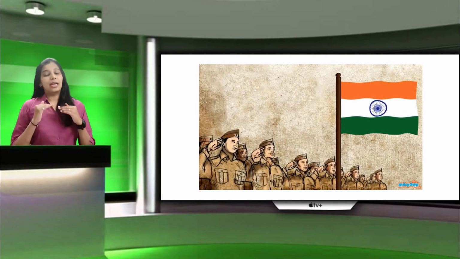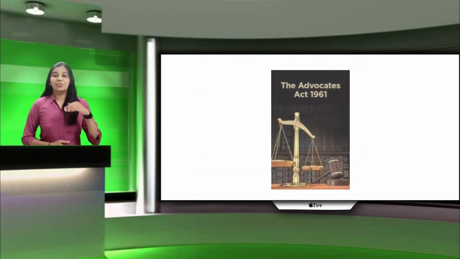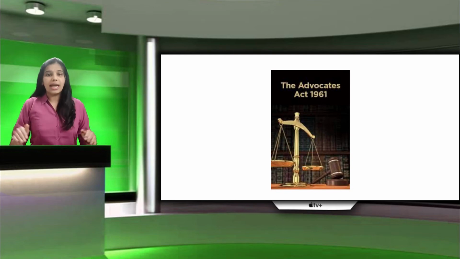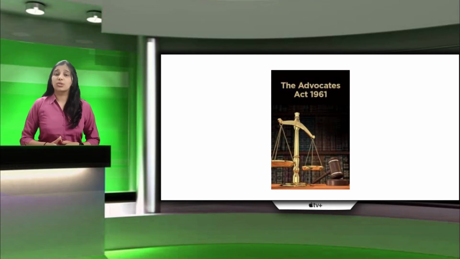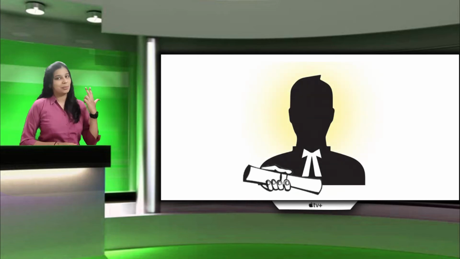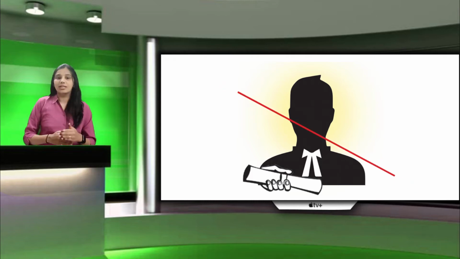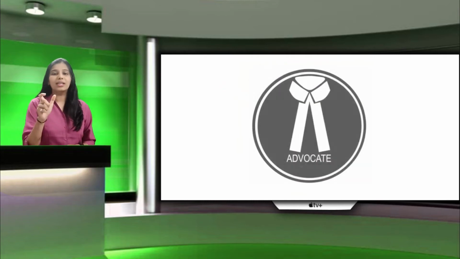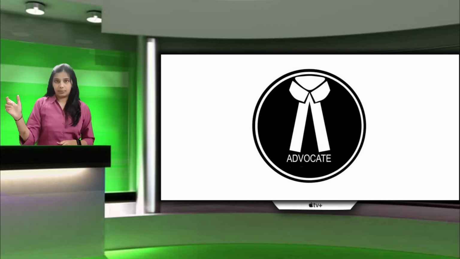After independence, in 1961, when the Advocates Act was enacted, all the old categories of legal practitioners that were used during the British period, namely the wakils, the barristers, the pleaders, and the mukhtars, were abolished, or in other words, they were integrated into one category which is known as advocate.